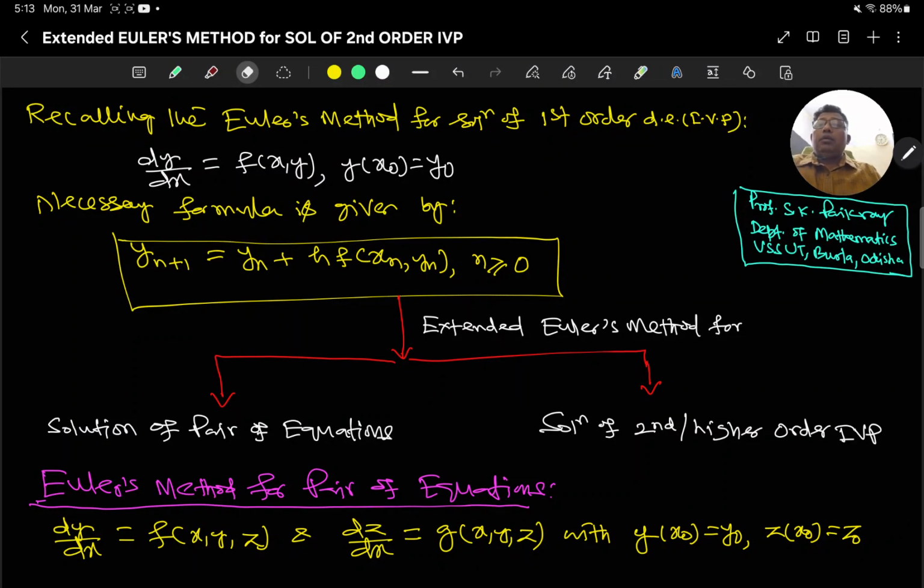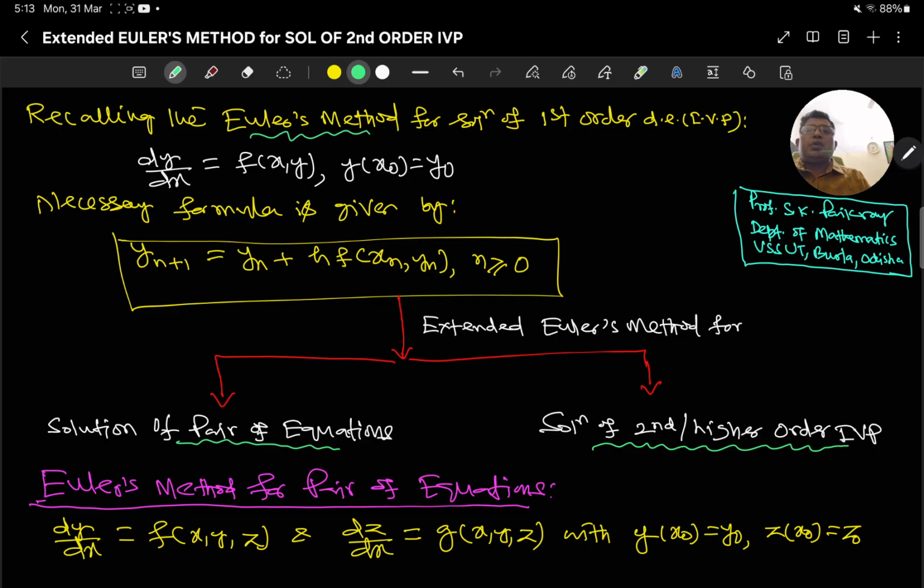Hello everyone. In this lecture I shall discuss the extended Euler's method for solution of pair of equations and the solution of second and higher order differential equations.